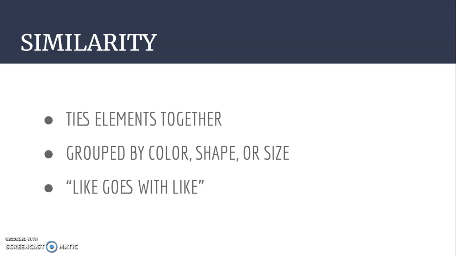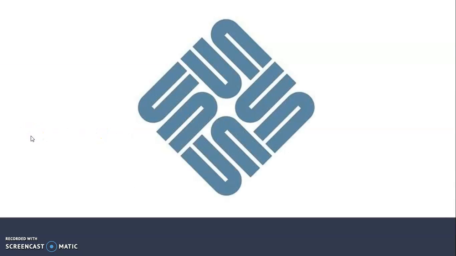Coming up next, we have similarity. Similarity can be used to tie together elements that might be right next to each other in a design. Similar elements are visually grouped regardless of their proximity to each other and can be grouped by color, shape, or size. Our textbook uses the phrase "like goes with like" in reference to explaining similarity.